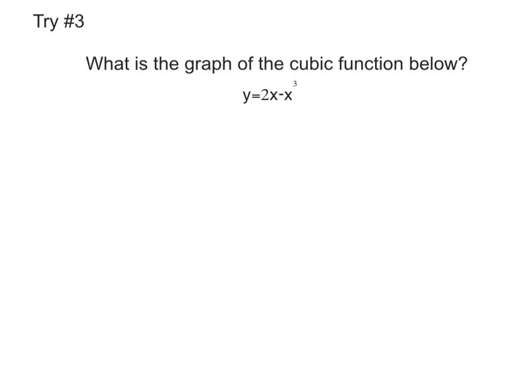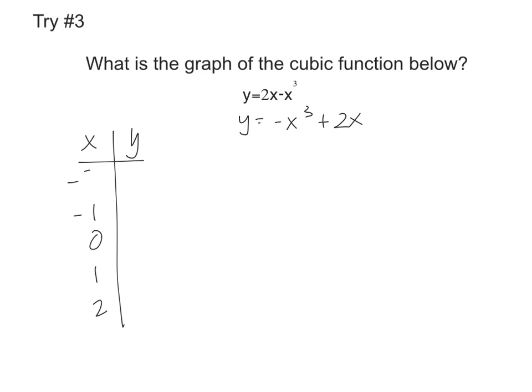All right, in try 3, we need to, first of all, put that in standard form, because right now it's not in standard form. So really it's y equals -x cubed plus 2x. Again, on this one, there's no really clear indicator of what our vertex is, or the center of our graph. So we're just going to use 0 as our starting place, and we'll use values to surround it: 1 and 2, and -1 and -2.